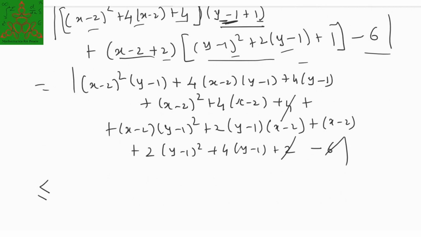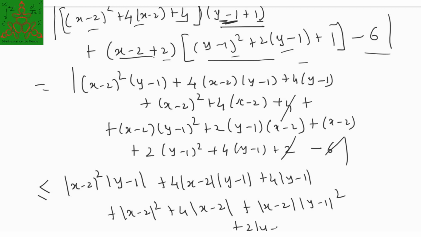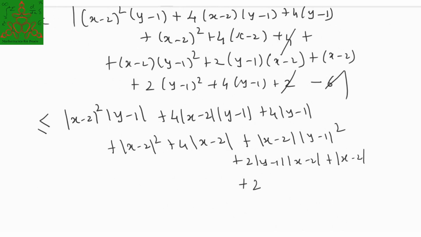Using the triangle inequality, we can write this as less than or equal to mod of x minus 2 square into y minus 1, plus mod of 4 into x minus 2 into y minus 1, plus mod of 4 into y minus 1, plus mod of x minus 2 square, plus mod of 4 into x minus 2, plus mod of x minus 2 into y minus 1 square, plus mod of 2 into y minus 1 into x minus 2, plus mod of x minus 2, plus 2 times mod of y minus 1 square, plus 4 mod y minus 1.